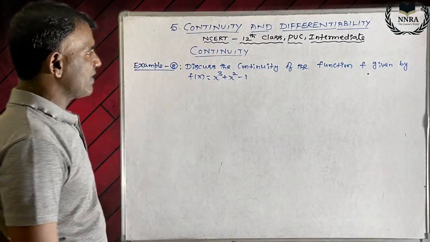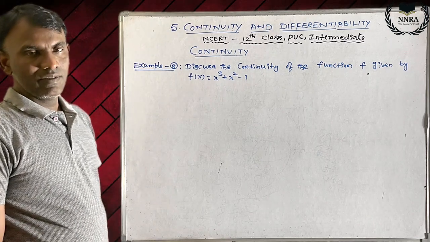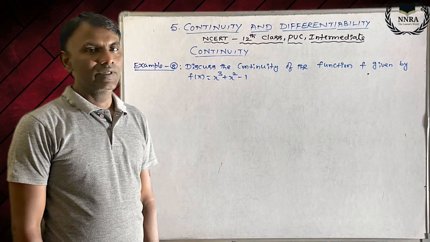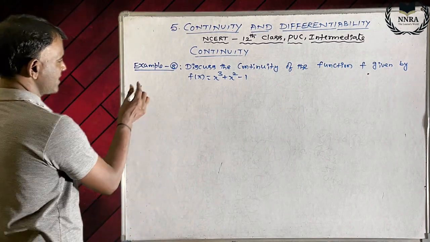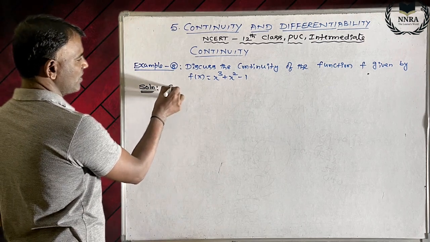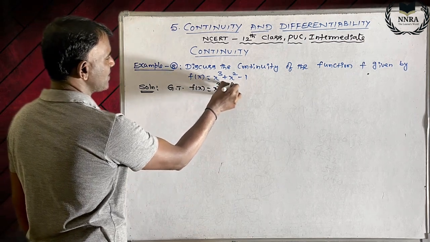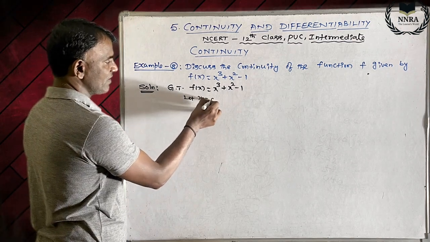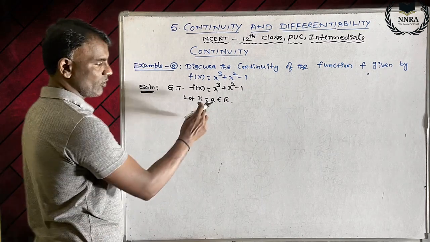This is example number 8. Discuss the continuity of the function f given by f of x equal to x cube plus x square minus 1. Only the function is given, the point is not given. Then we consider one point, we'll take one point. Okay. So how to prove this? Given that f of x equal to x cube plus x square minus 1. Next, let x equal to a belongs to R. Okay, so the point is a.